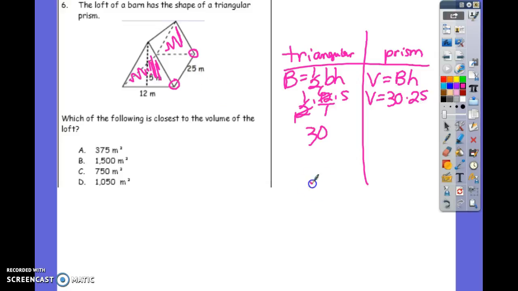Then we need to multiply 25 times 30. 0 times everything is 0. 3 times 5 is 15, carry the 1. 3 times 2 is 6, plus 1 is 7. So my answer is 750. So my answer will be C, 750 meters squared.